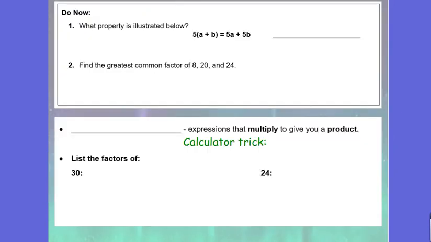What property is illustrated below? How do we know that 5 times the sum of a plus b is equivalent to 5a plus 5b? Hopefully, you're thinking of the distributive property.